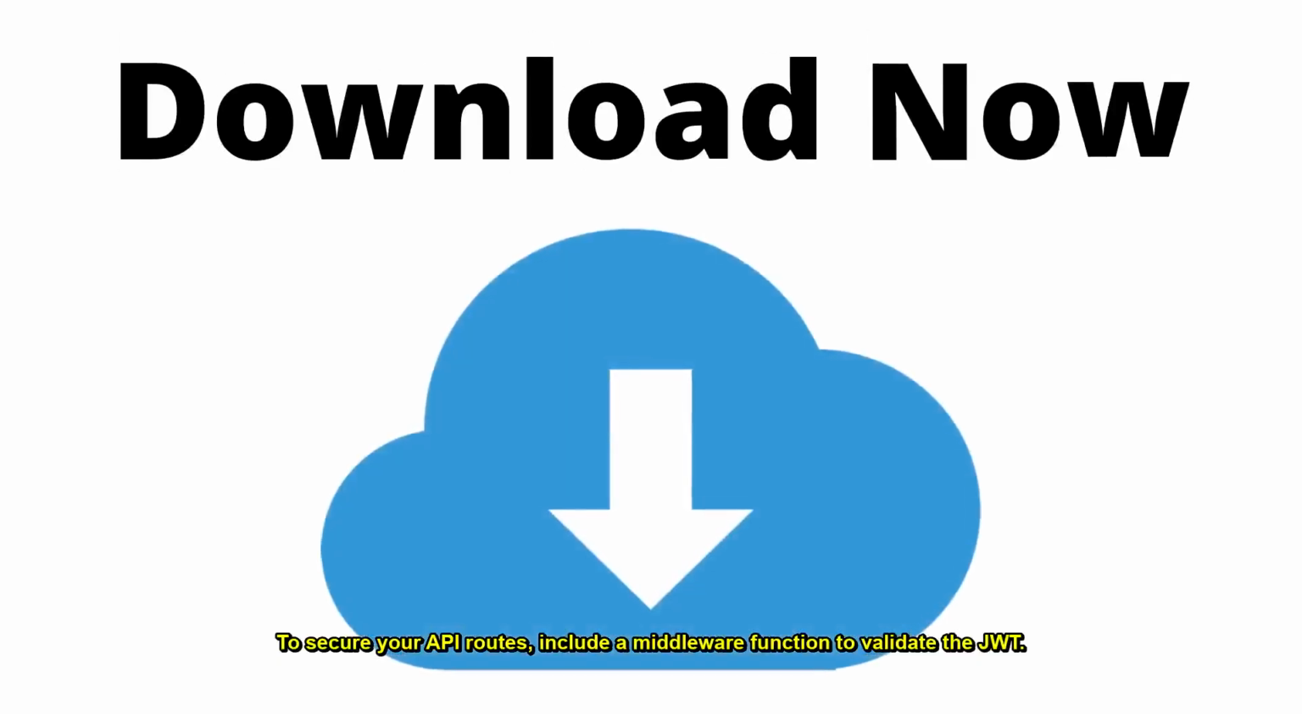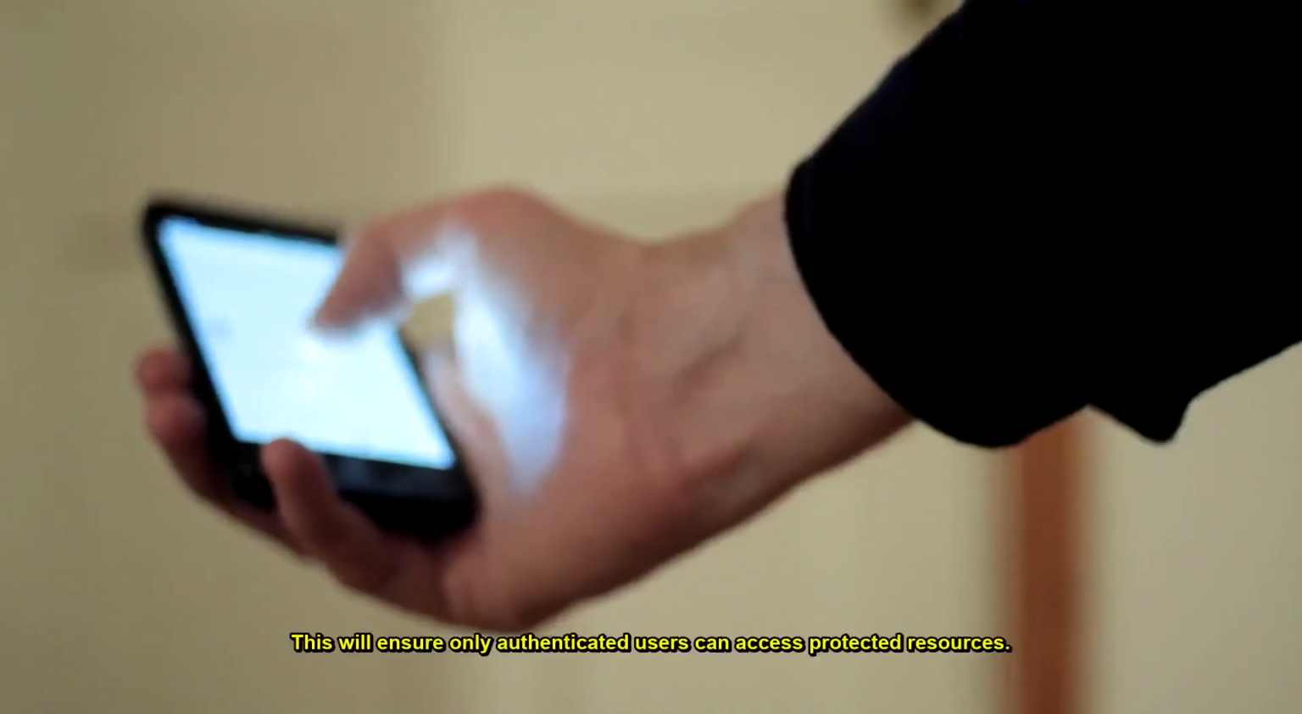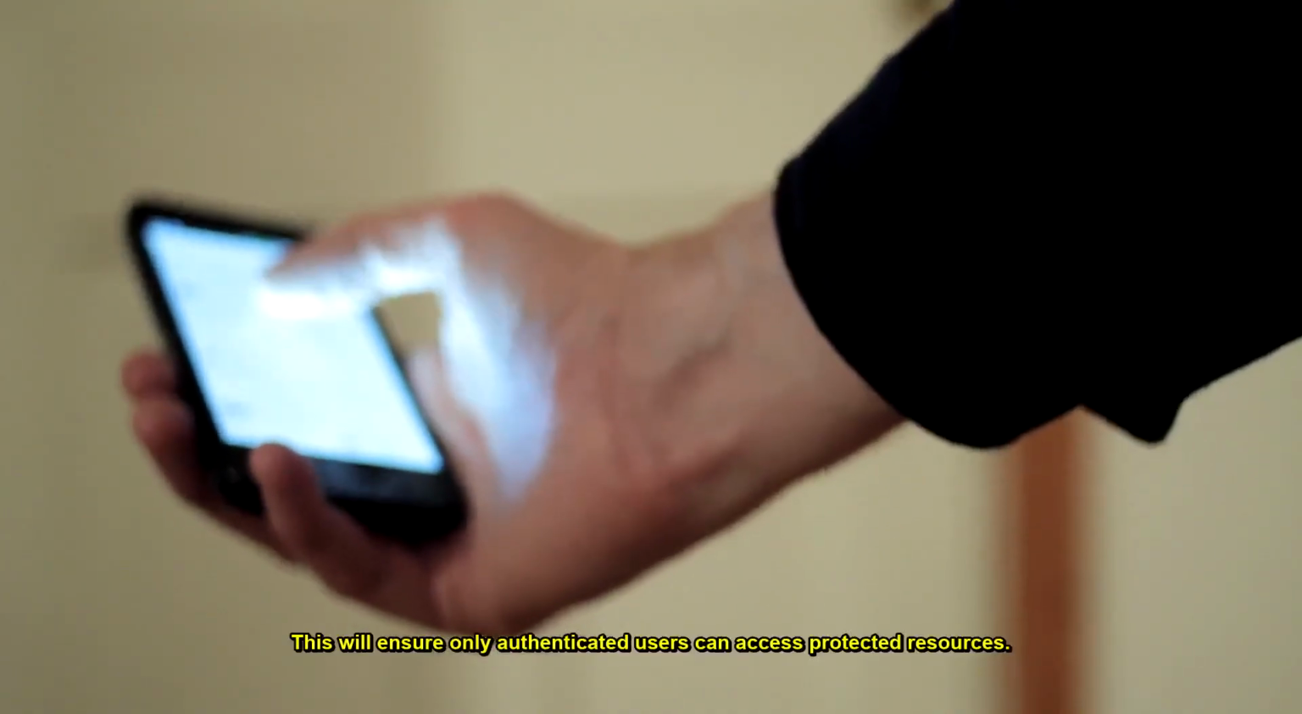To secure your API routes, include a middleware function to validate the JWT. This will ensure only authenticated users can access protected resources.